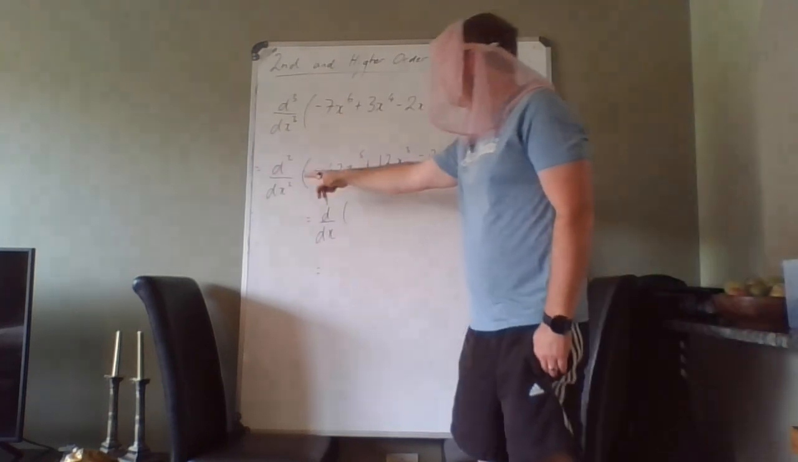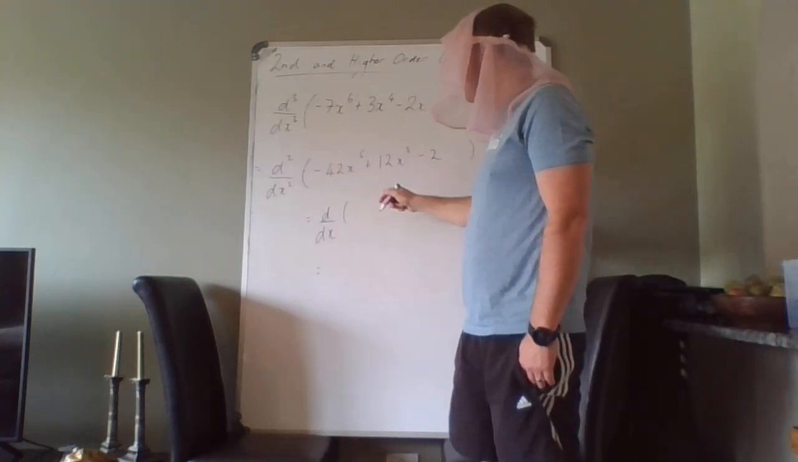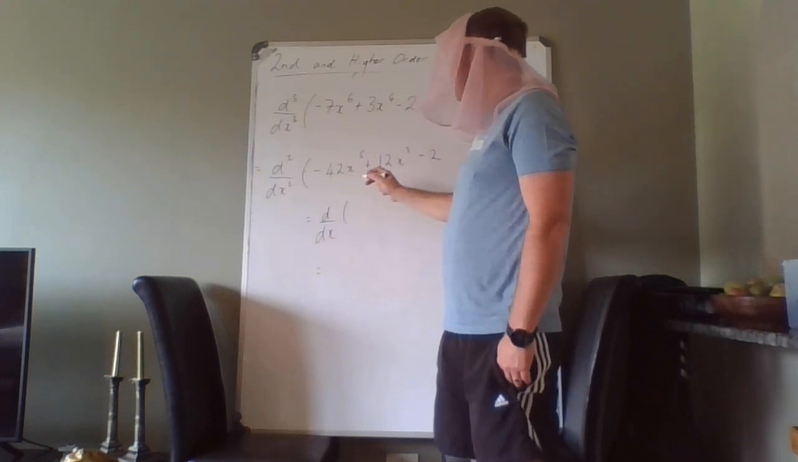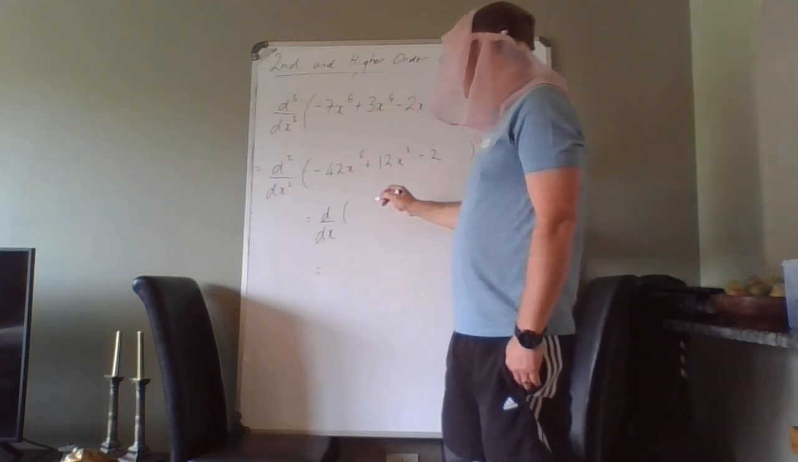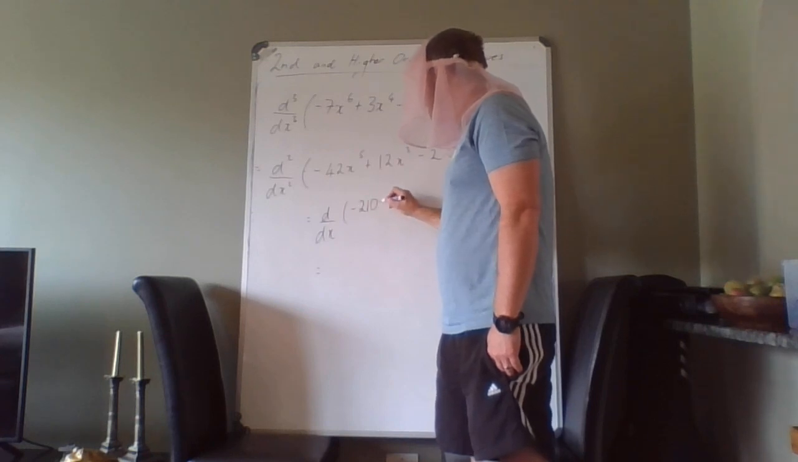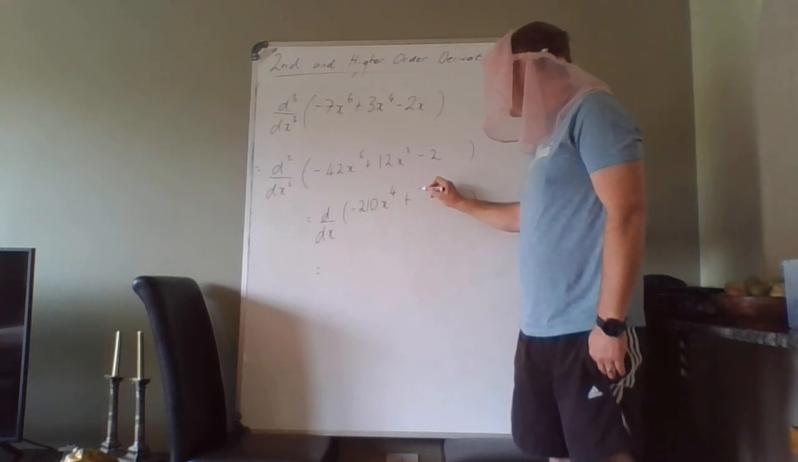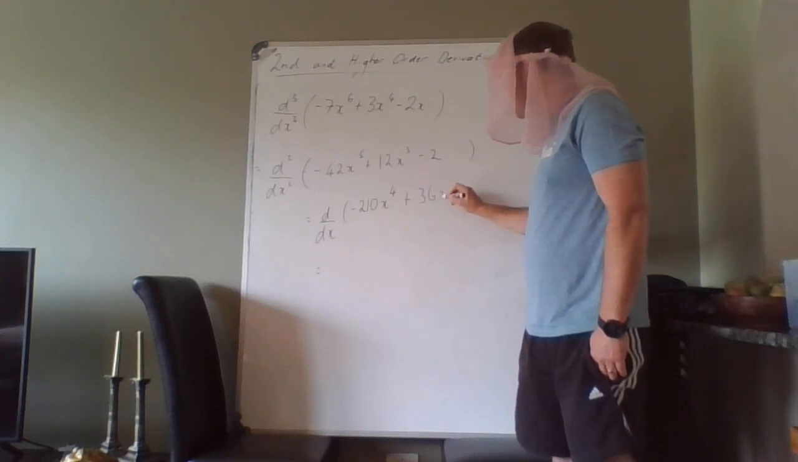Okay, so I differentiate that, which means I've only got 1 more to go. If I differentiate that, I get 5 times 40 is 200, so it's going to be minus 210x to the 4 plus 36x squared.